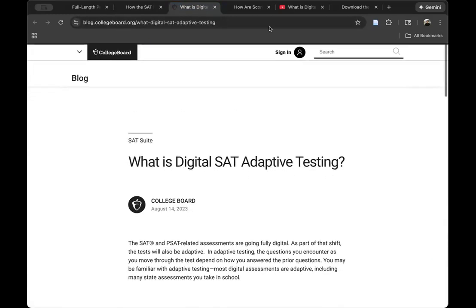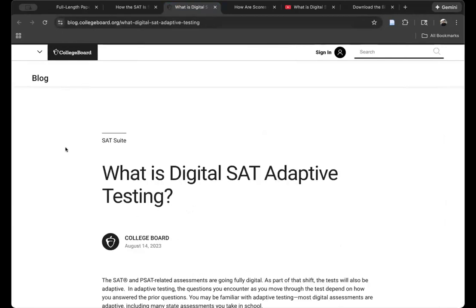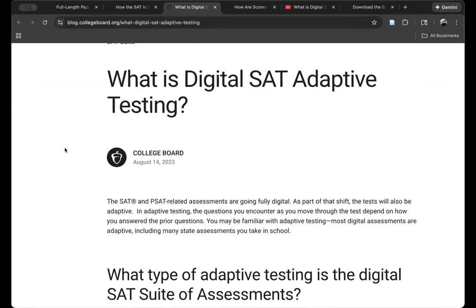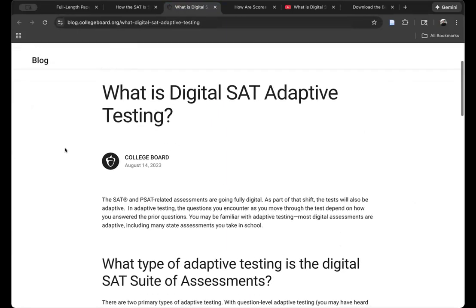Now, the digital adaptive testing, I'm first going to explain it in writing and then show a quick video on this, because I think it is something that is important for students to understand. I don't think this changes anything for how students should prepare or their testing strategies, but I think it's important to be aware of.